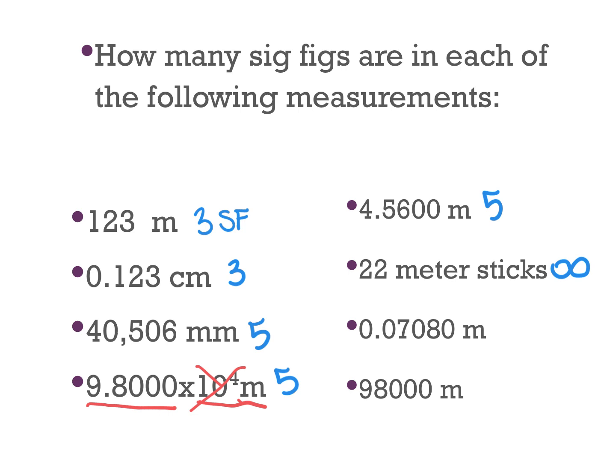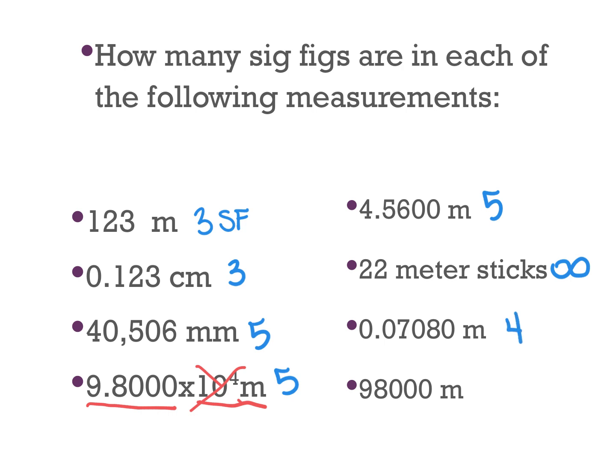Okay, 0.07080. This is a tricky one. Take a guess. 2? 3? 5? None of those. 1? Okay, let's break this one up. The leading zeros, 0.0, do these count? No. Then we have 708, the sandwich 0, does it count? Yes. And then the end 0 after the decimal, does it count? Yes. So everything, the 7 and on count. So how many sig figs? 4.